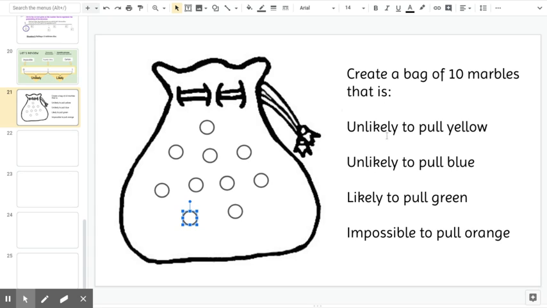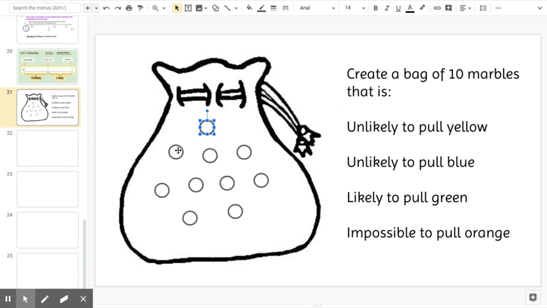Okay, so now I'm going to go through and read all my desired outcomes. If the desired outcome is unlikely to pull yellow, I know that less than half of my marbles are yellow. Same thing with unlikely to pull blue. I know that less than half of my marbles need to be blue. But it says likely to pull green, so I know that more than half of my marbles need to be green. And then impossible to pull orange, meaning that none of my marbles can be orange, not even one.